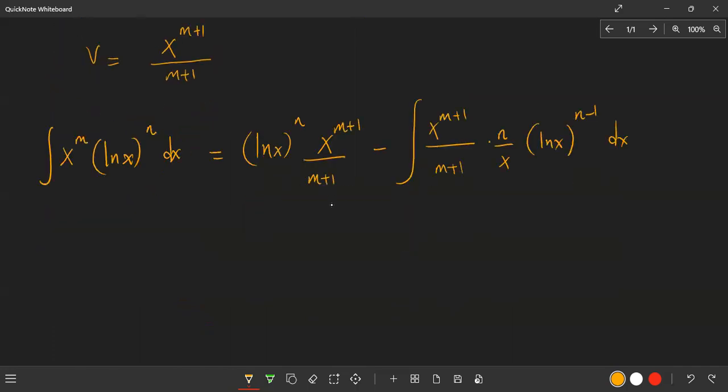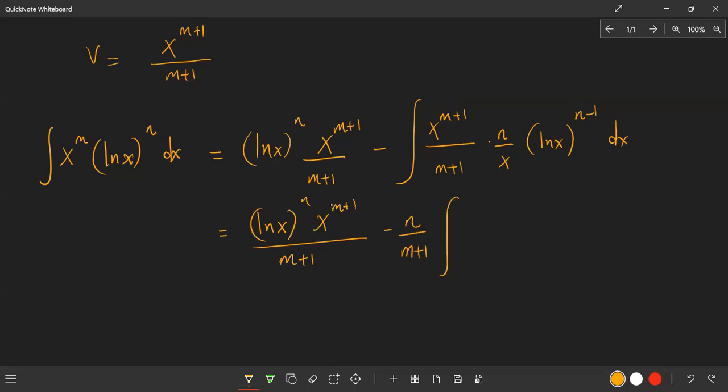dx. Okay, and then we just need to do a little bit of simplification here. We have natural log of x raised to power n times x to the m plus 1, divided by m plus 1. At this point, I need to factor out what is constant. Remember that we are integrating with respect to x. So anything that is not a function of x, please just push it outside. So this n can be put outside. Also, m plus 1 can also be put outside. So we have n over m plus 1.